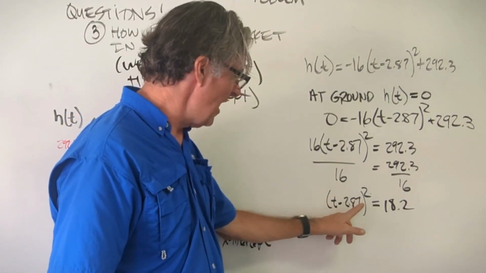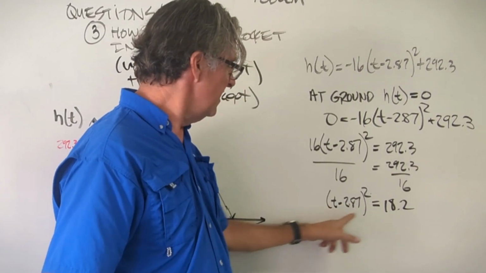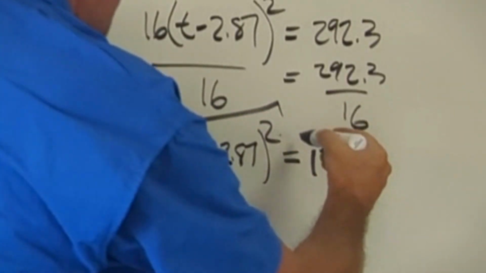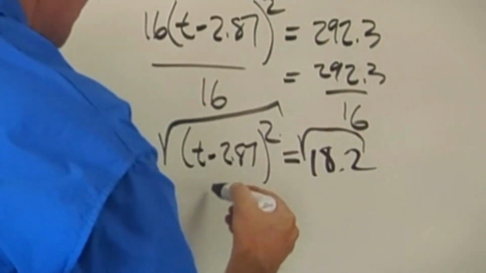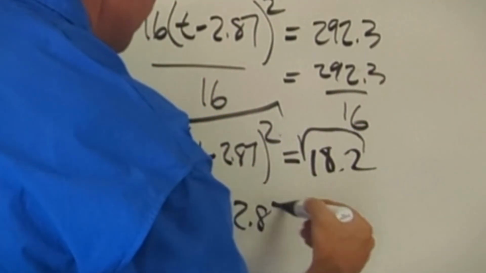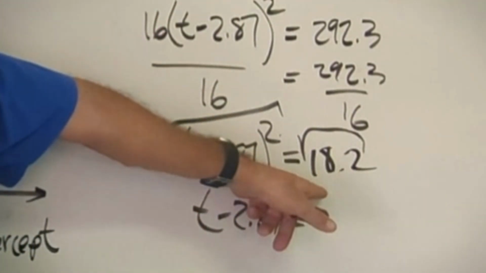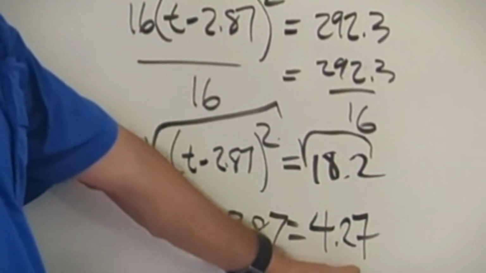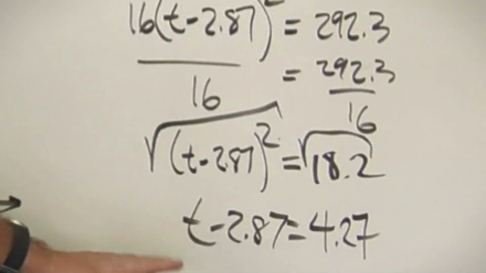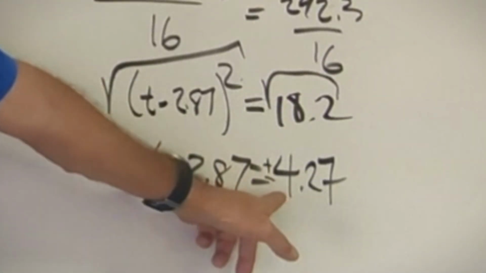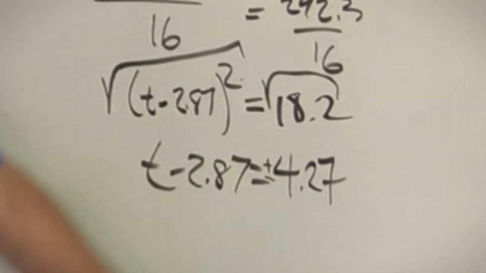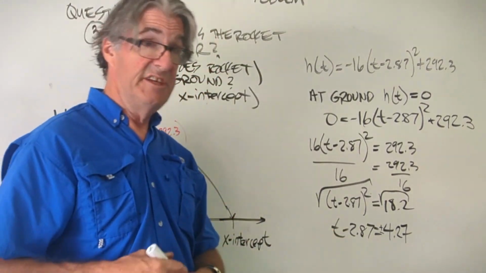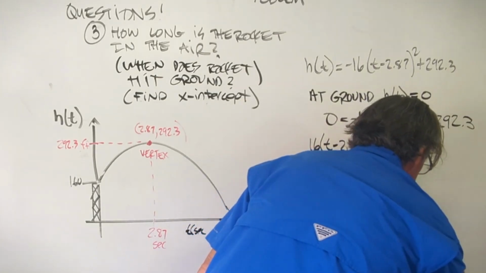To get in here, I've got to ultimately get this 2.87 away from my t, but the whole thing is squared. So I'm just going to take the square root of both sides, and that is going to get rid of the squared here, and I have t minus 2.87 equals the square root of 18.2. I need to look. Okay, I got 4.27. There's something missing. Tell me what it is. It's the plus or minus. Whenever you take a square root, you have a positive and a negative root. Okay, to finish it up, we're just going to add 2.87 to each side of the equation. t equals 2.87 plus or minus 4.27.